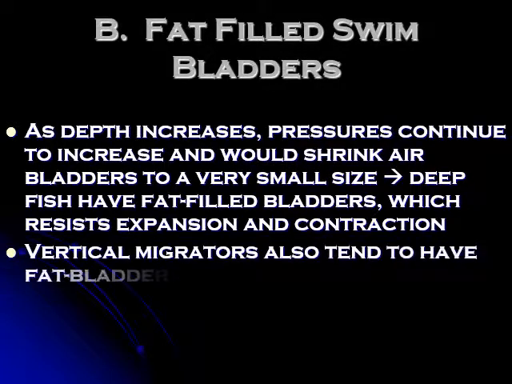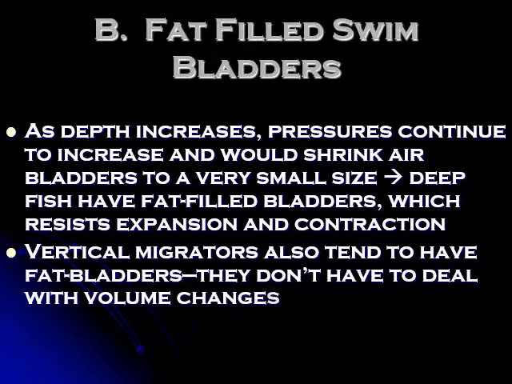Vertical migrators also tend to have fat bladders. They don't have to deal with the volume changes as they go up and down through the water column.